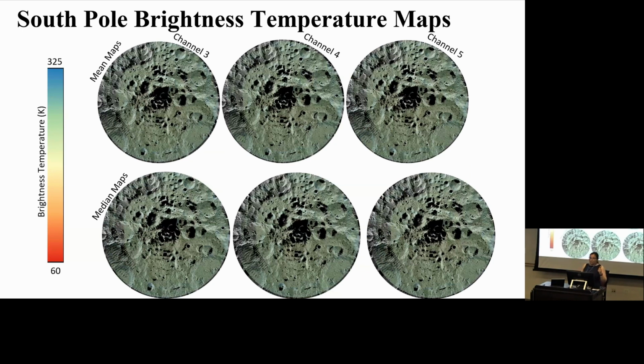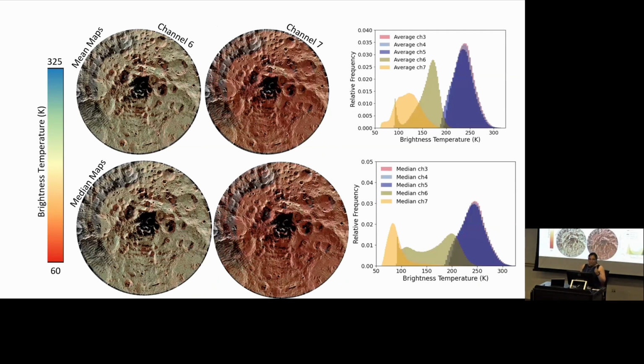These are the pole brightness temperature maps. The plan is to use the brightness temperature maps in the future by deriving emission from them, to see if we can say more about the composition using a 6-band spectra instead of a 3-band spectra. This process is still in rectification, is how I would put it. This is channel 6 and 7, both mean and median, and this is the distribution of the brightness temperatures across 6 channels.